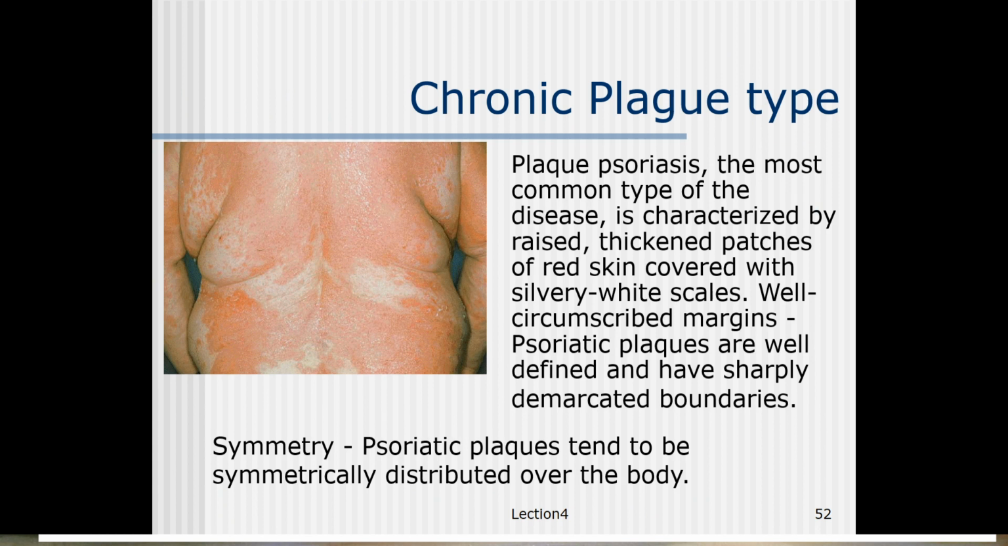Chronic plaque type. Plaque psoriasis, the most common type of the disease, is characterized by raised, thickened patches of red skin covered with silvery white scales. Well circumscribed margins: psoriatic plaques are well defined and have sharply demarcated boundaries. Symmetry: psoriatic plaques tend to be symmetrically distributed over the body.